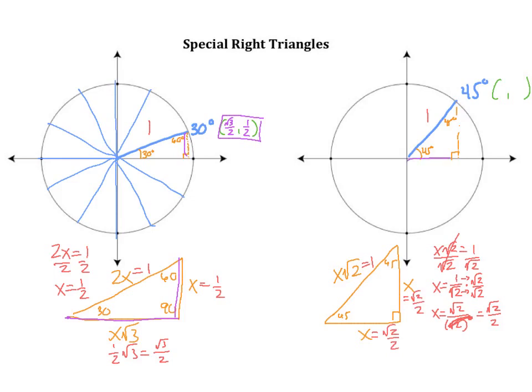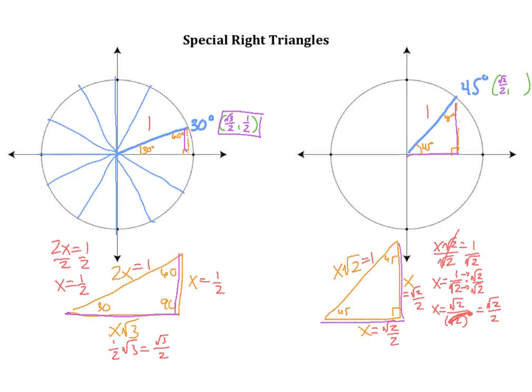Now, to actually write it as a coordinate, I'm going to start at the origin and go on my x-axis. And here's my x-axis. So that's going to be square root of 2 over 2. And then I go up to the y, and that's also going to be square root of 2 over 2. And this is the ordered pair for the 45-degree angle.